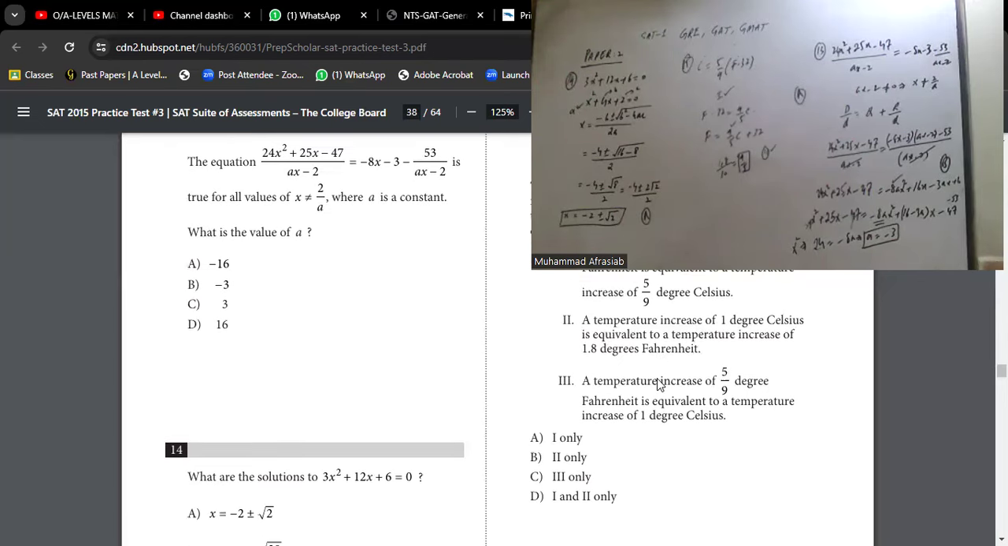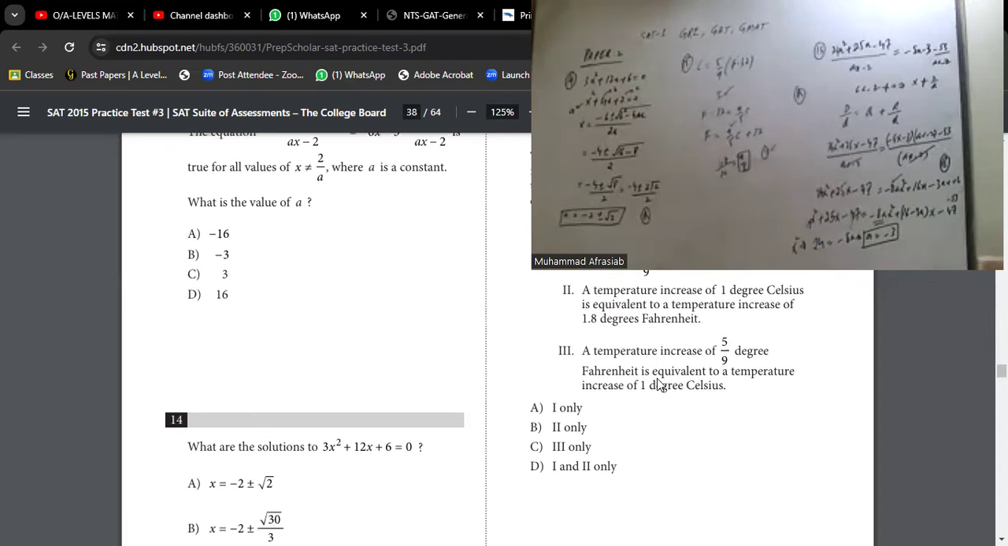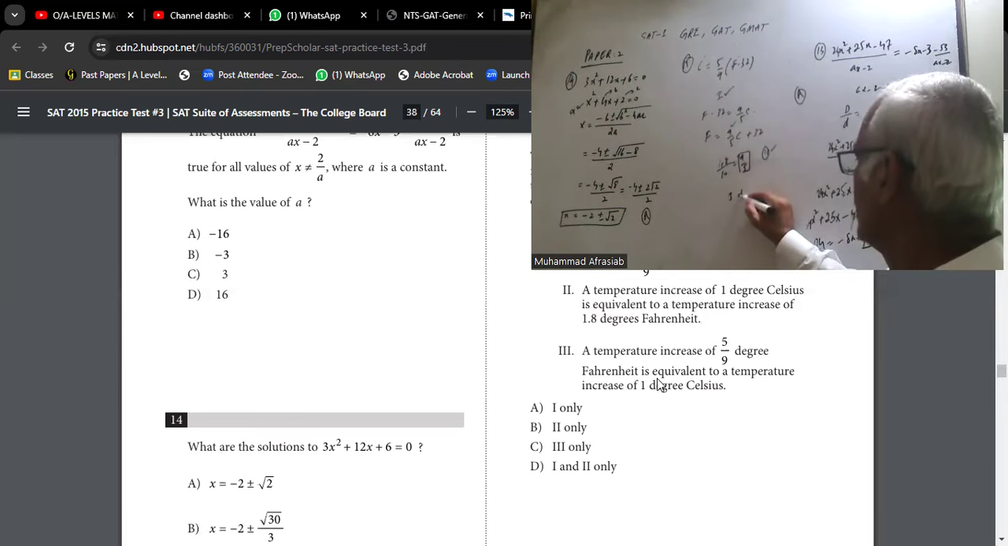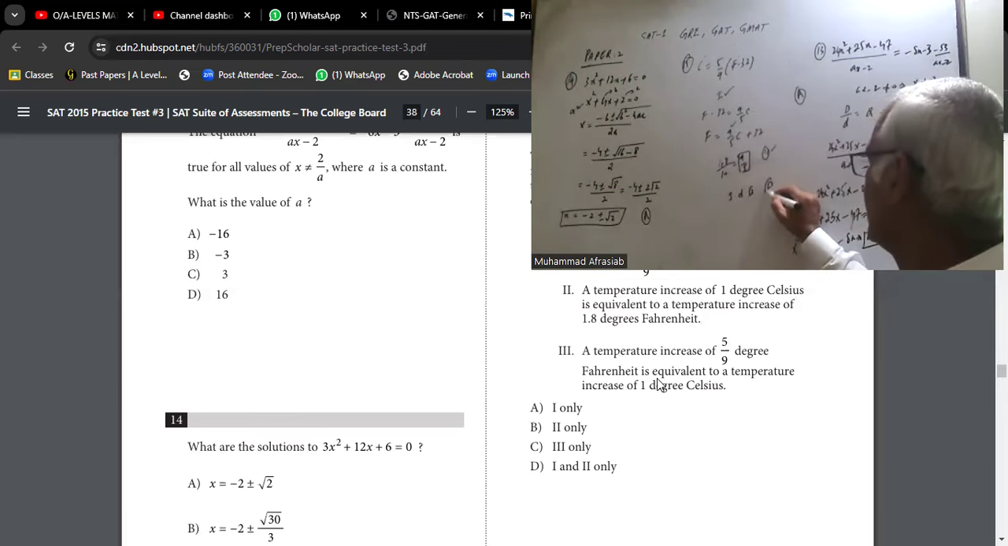So here we have to look at the options. Only 1, option A, is not true. B is not true, only C is not true, the third. And D is 1 and 2 only. So option D is true, because 1 and 2 are the true statements that satisfy this equation. So 1 and 2. That is option D there.